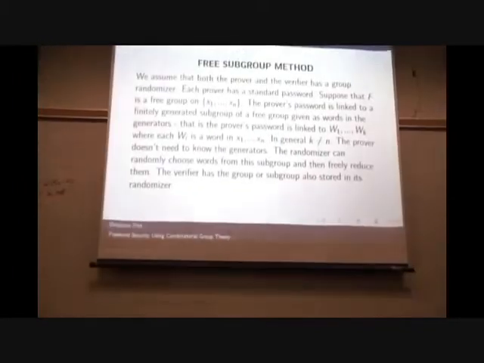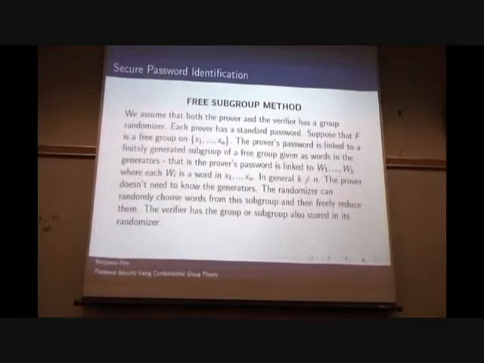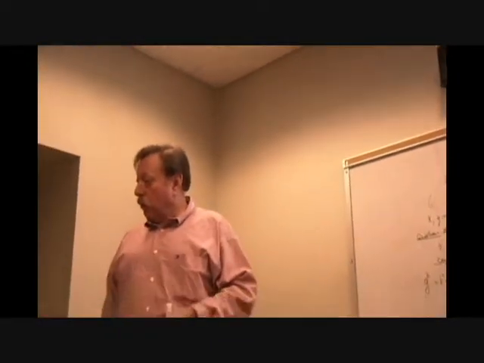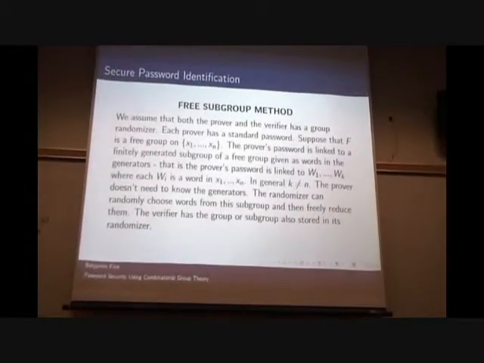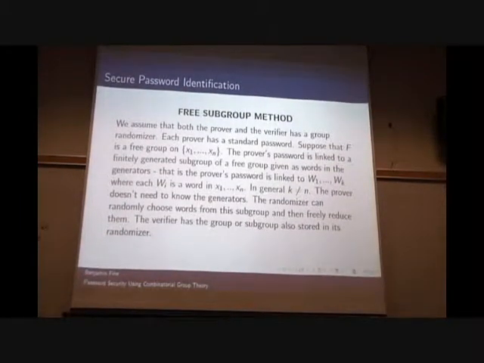here's the basis. This is a free subgroup method, and this is why I said free group cryptography. It's really a simple idea, but it really works. So what we're going to do, we'll assume that both the prover and the verifier have a group randomizer, each per password. Now, the challenge group in this case is a subgroup of the free group, and we give the subgroup by giving a random set of words in our original generators. So the password is linked to a set of words, W1 up to WK, and K is not equal to N. K is random, N is random. Okay, with me on that?